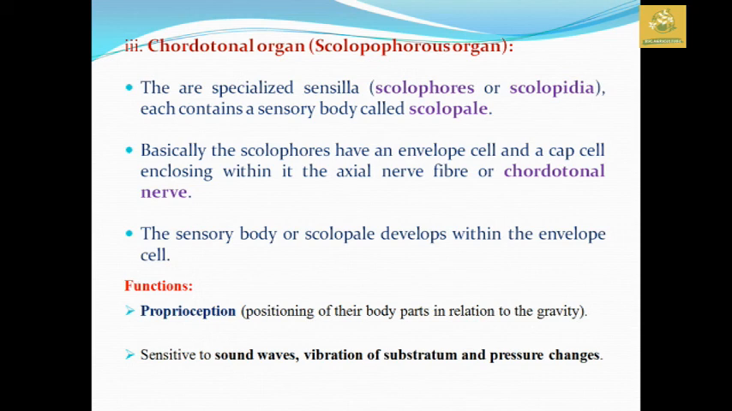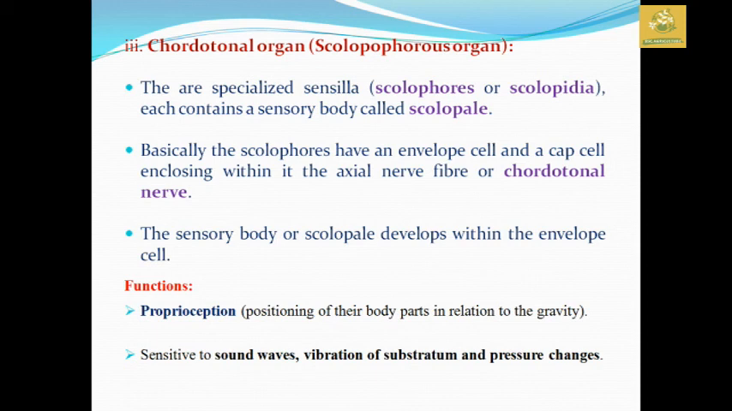The scolopale has an envelope cell, which is a cap cell enclosing the axial nerve or fiber, known as the chordotonal nerve. The sensory body, the scolopidium, develops from the envelope cell of the insect body. Their main function is proprioception, which is the positioning of the body parts in relation to the gravity of the environment.